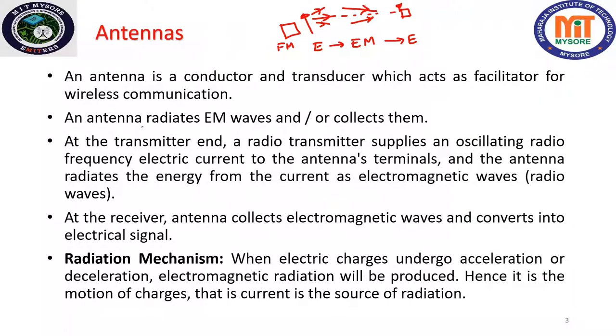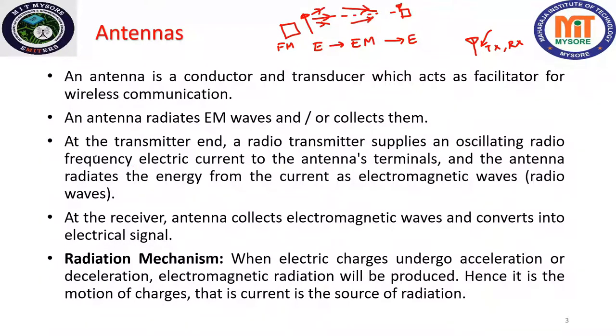So an antenna radiates EM waves and or collects them. As a transmitter, it radiates the electromagnetic waves. As a receiver, it collects them. Sometimes the same antenna can act as a transmitter as well as receiver. So it can radiate as well as it can collect the signals.